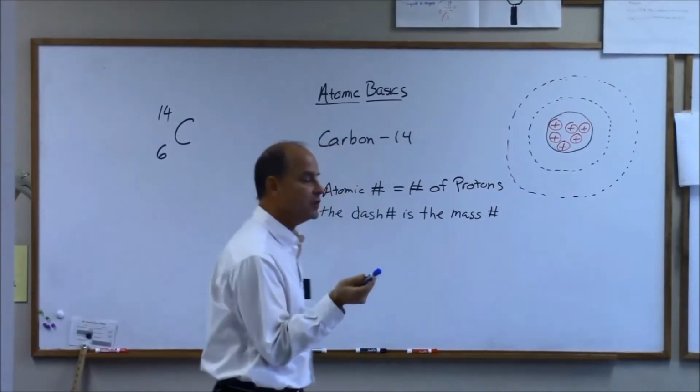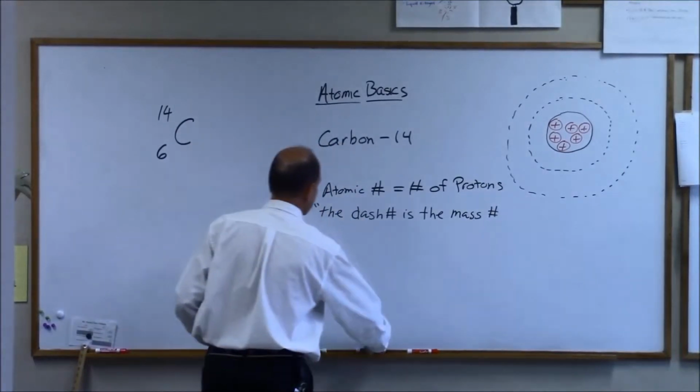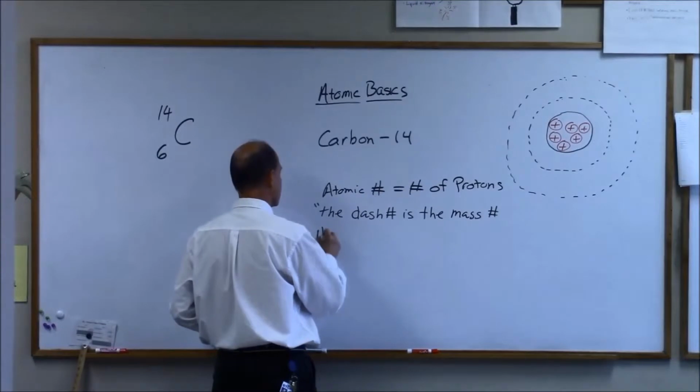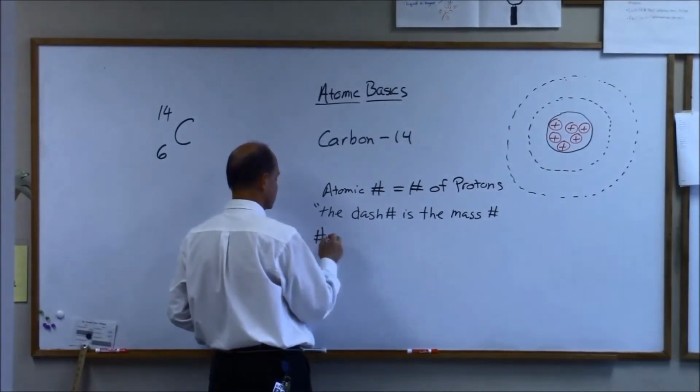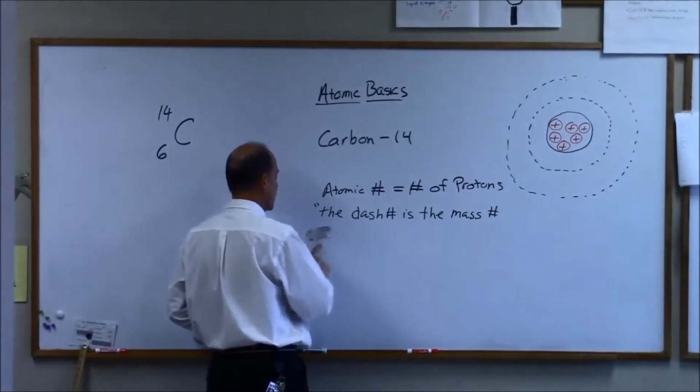Okay, Kaylee, how did you figure that out? The mass number is 14, and both of them are approximately 1. Both the neutron and the proton are approximately 1. Yep.